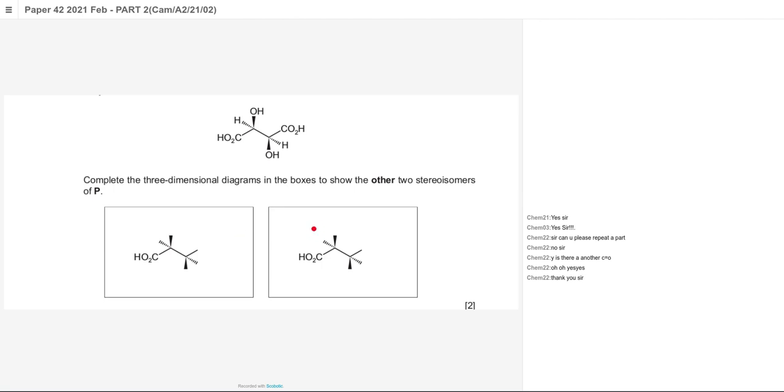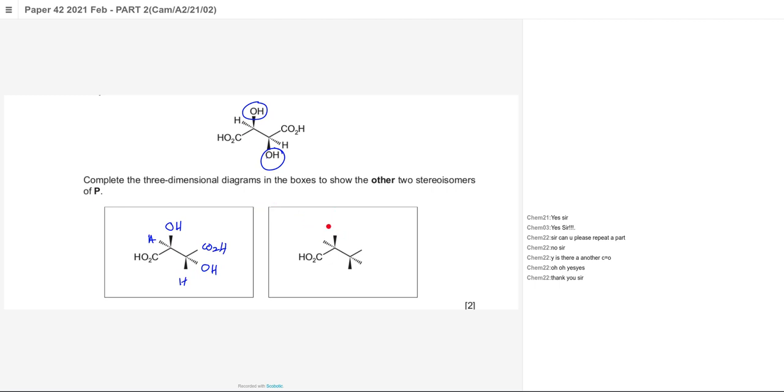So now to draw the isomers of this, what we can do is make sure that the 2 OH groups, both are coming out, right? So we can draw one coming out, one going in. OH, one coming out, one going in. Right? This is one isomer.